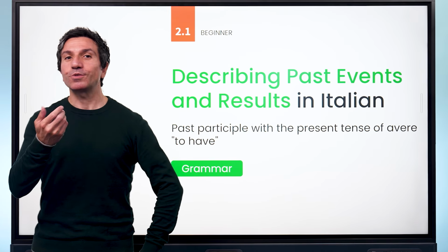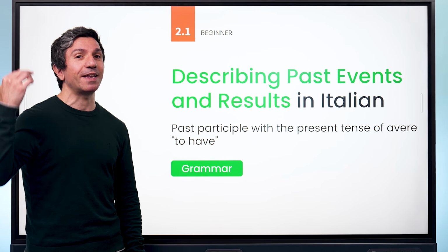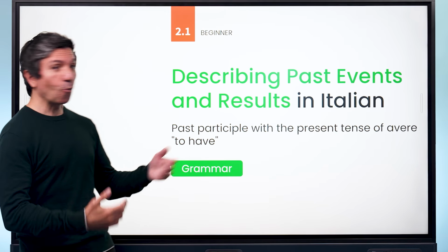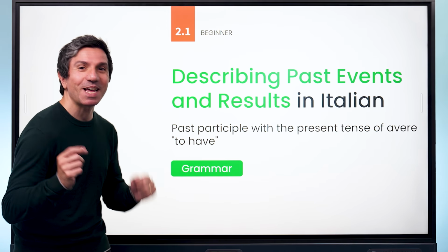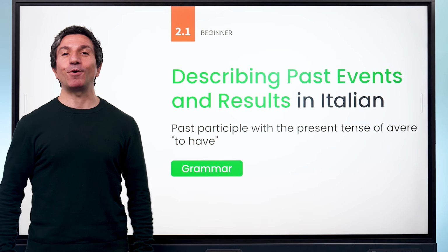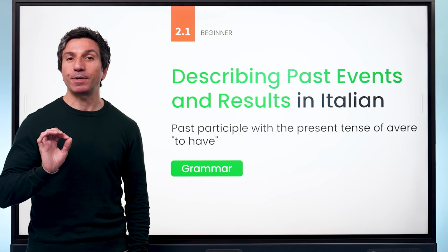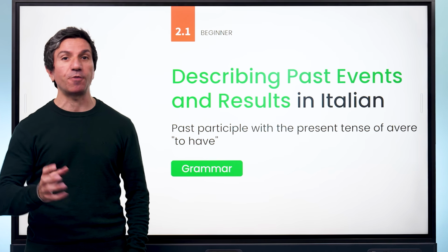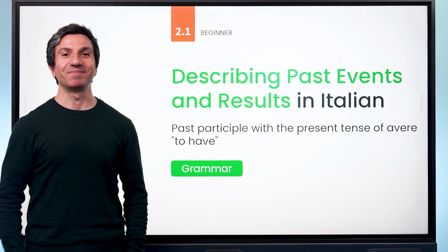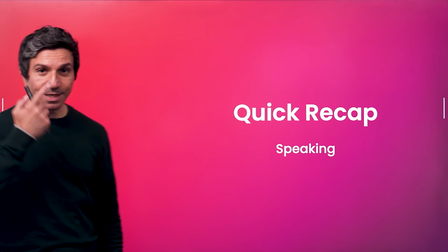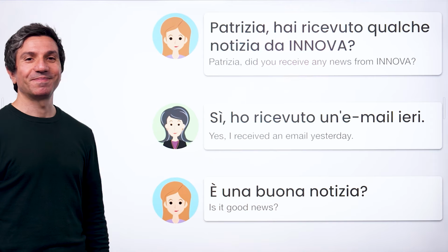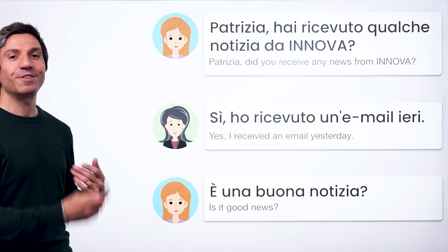Do you know how to give an account of past events and outcomes in Italian? Welcome to 3-Step Italian Practice by ItalianPod101.com. In this lesson, you will practice the past participle with the present tense of avere, to have. Let's look at the main dialogue. Two people are having a conversation.